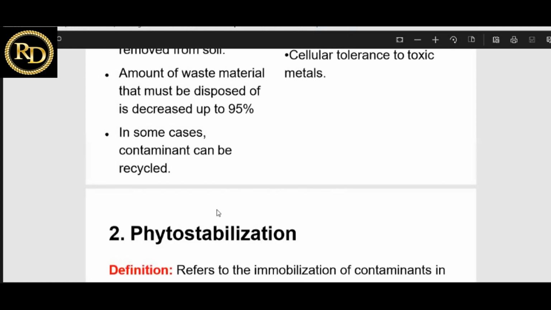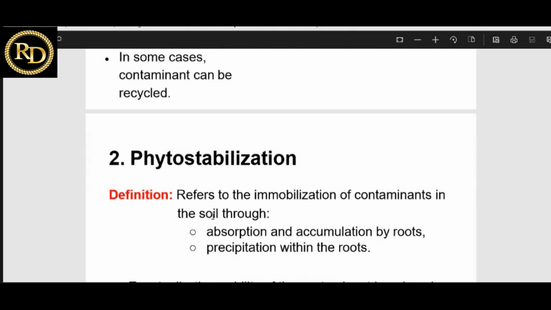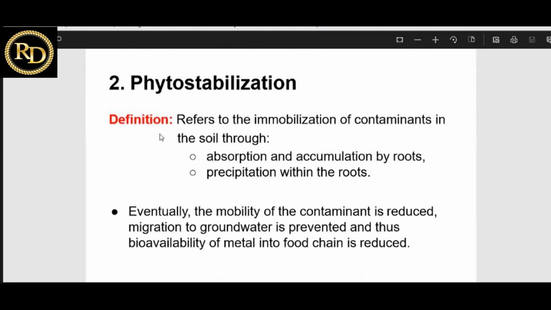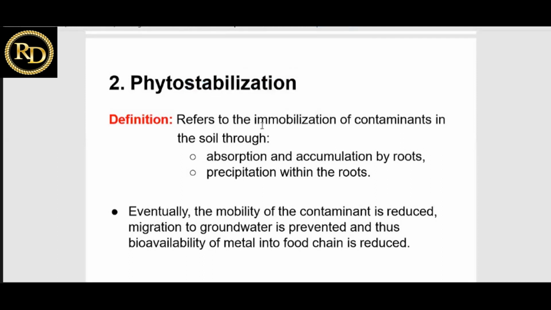So the second type of phytoremediation is phytostabilization. Within phytostabilization, it refers to immobilization. This is the stabilization part. Stabilization means you have to fix their movement. So it refers to the immobilization of the contaminants in the soil. And the process should be either absorption or accumulation by the roots and precipitation within the roots. This is called phytostabilization.